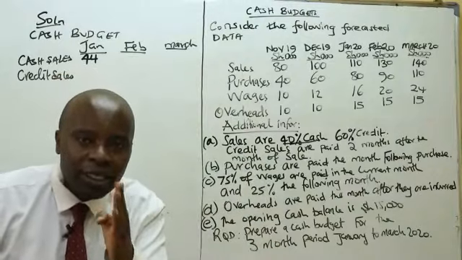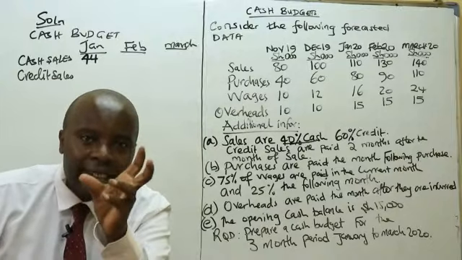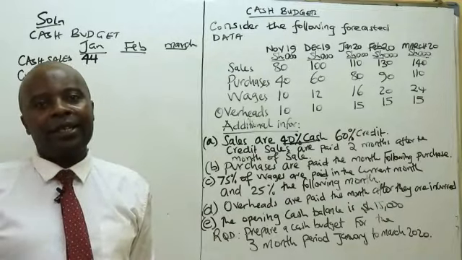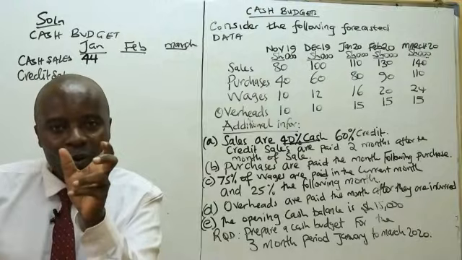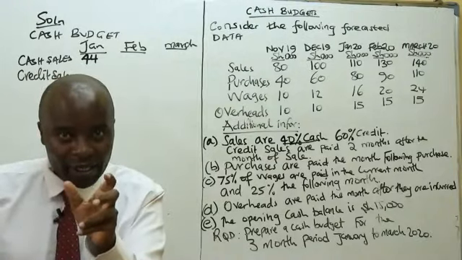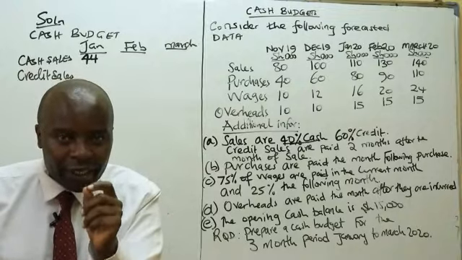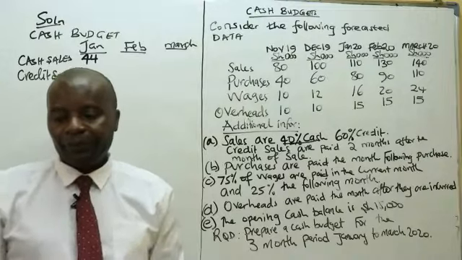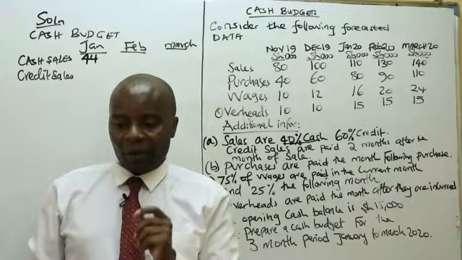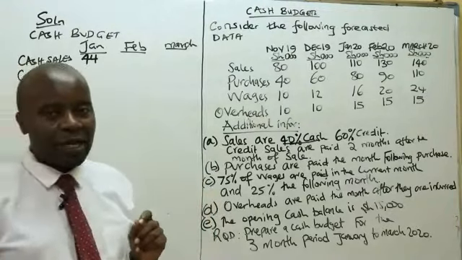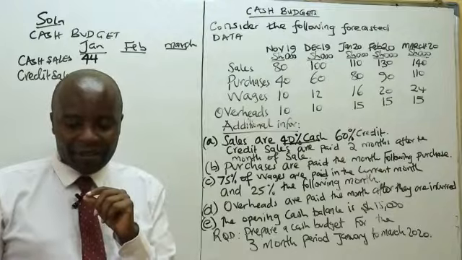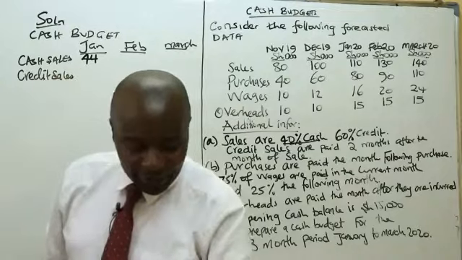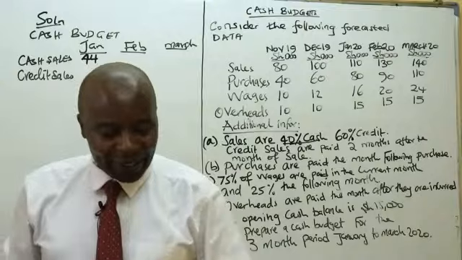So when do you think we shall be receiving the 66 that we sold in January on credit terms? Paris tells me February. Are you so sure of that, Paris? Somebody come on board and talk to us.